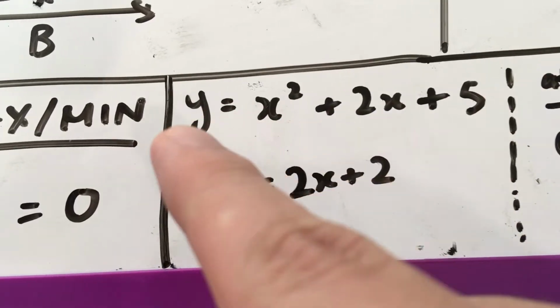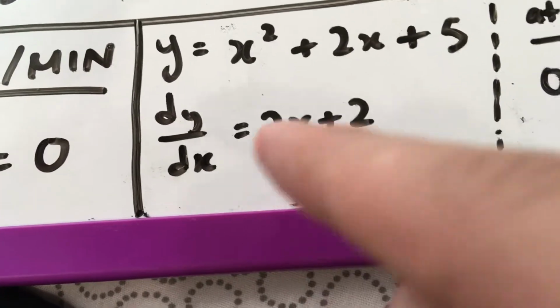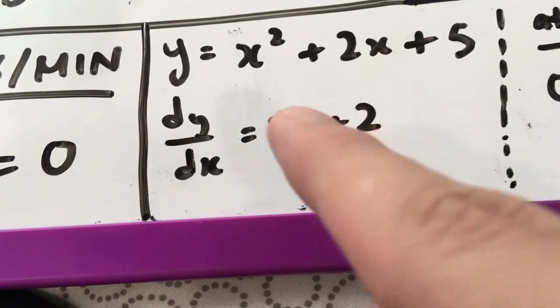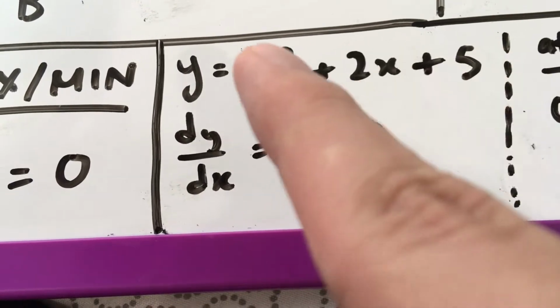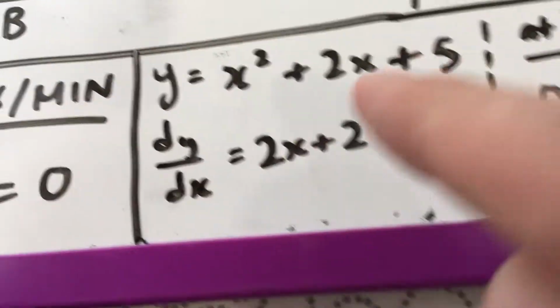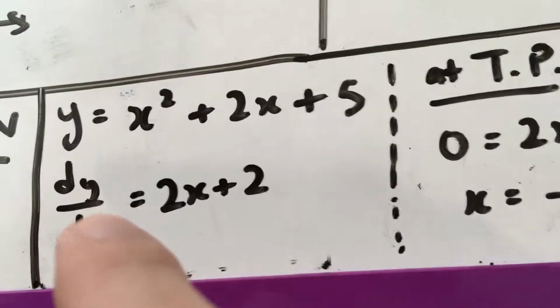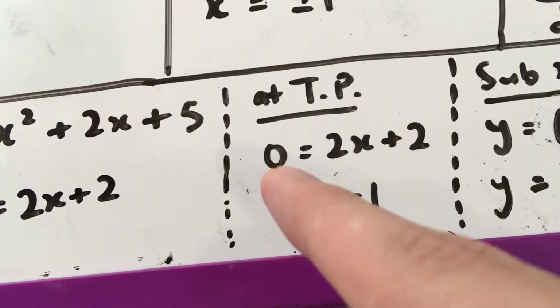How do you do this? First, you have to differentiate this equation. You get this, which is a gradient function. Now, you don't know the values of x. You want to find the coordinates of x to find the coordinates of y, to find the coordinates of the turning point. But you know that at a maximum or minimum point, your dy dx equals 0. So I sub that in here. Now I have 2x plus 2 equals 0.